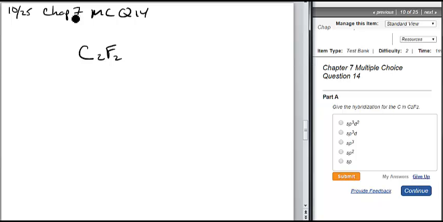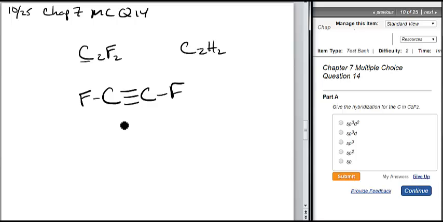Question number 10 here asks, what is the hybridization at the carbon in C2F2? So C2F2, C2H2, C2X2. This is acetylene, basically. So you need to draw the Lewis dot diagrams. If you do that, you will see that this looks like this. And what do those carbons look like? There is sp, that is an sp hybridized orbital. That's an sp, that's a linear molecule, right?